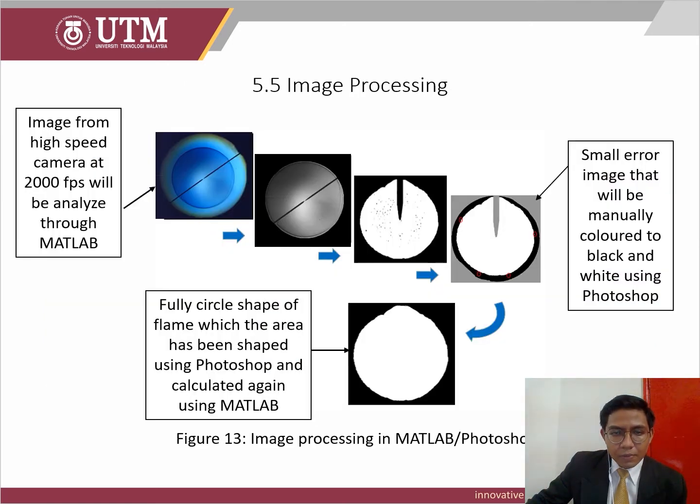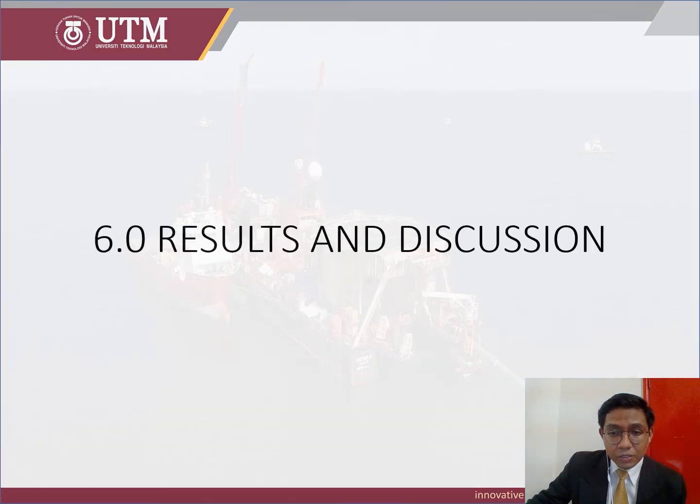This is the image processing analysis, which uses the high-speed camera to capture the flame propagation and then transfer it into images. The images go into MATLAB and are turned into black and white, thus producing data in terms of the radius and the time taken. Moving on to results and discussion.